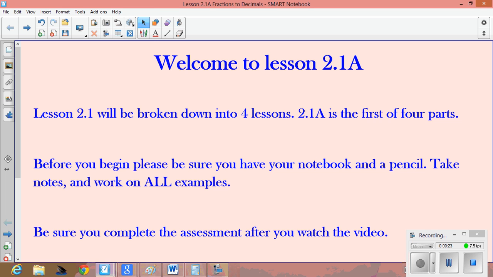Before you begin, please be sure that you have your notebook and a pencil. Take notes and complete all the examples. And when you're finished, please be sure you complete the assessment at the end.